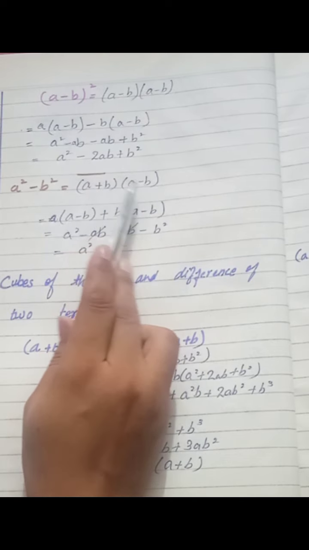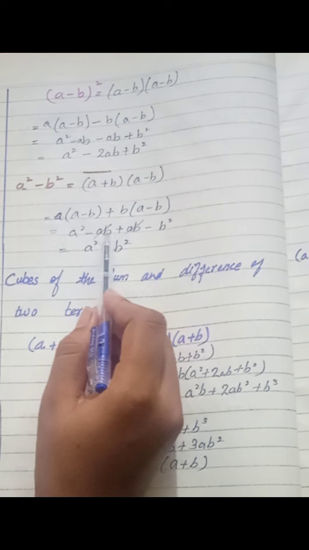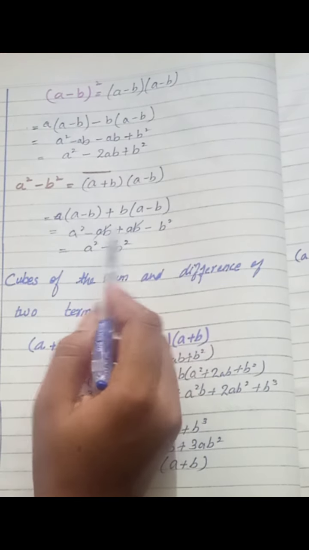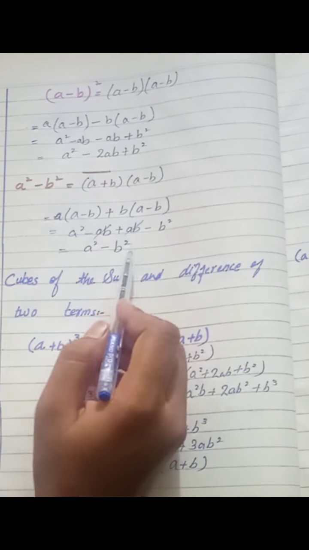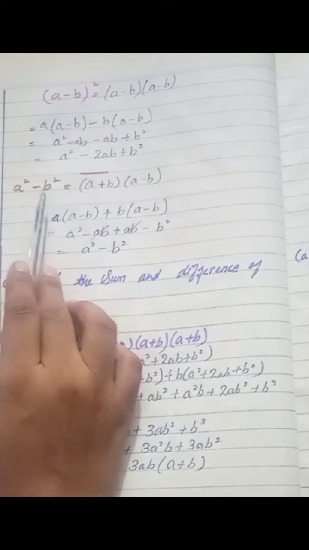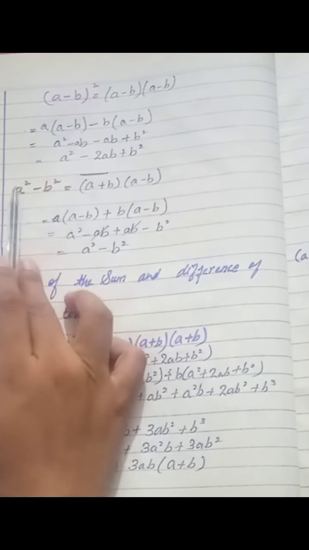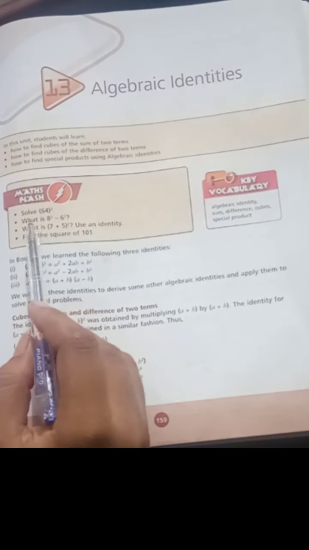When we multiply a plus b and a minus b, we have a square minus ab plus ab minus b square. So minus ab cuts with plus ab, and now we have a square minus b square. It means that the multiplication of a plus b and a minus b will be equal to a square minus b square. And now we have a math flash.